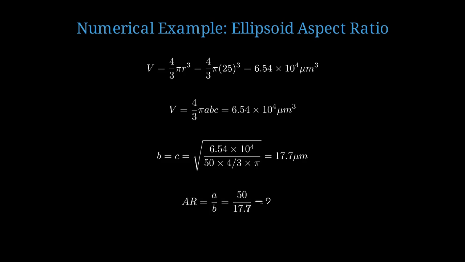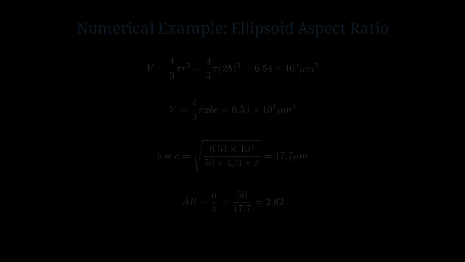The aspect ratio is A divided by B equals 2.82. This level of deformation is achievable in microfluidic channels with appropriate flow rates. What can we do with these fancy-shaped particles? Their applications are diverse and rapidly expanding.